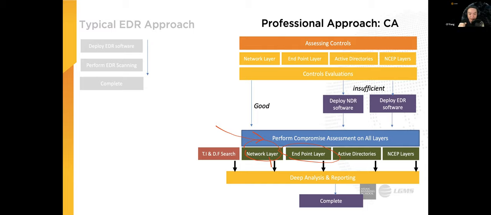And then also we will look at the endpoint. We look at Active Directory. We inspect the Active Directory to see whether it's configured correctly or not, whether there are any logs being generated. We will look at non-computer equipment. And also we do a threat intelligence and digital footprint search. Now, this is also very important: threat intelligence and digital footprint search during a compromise assessment.